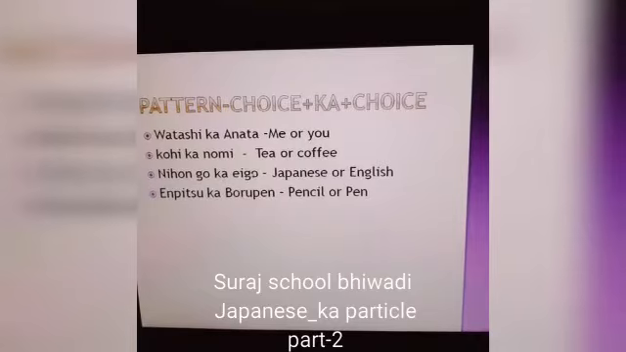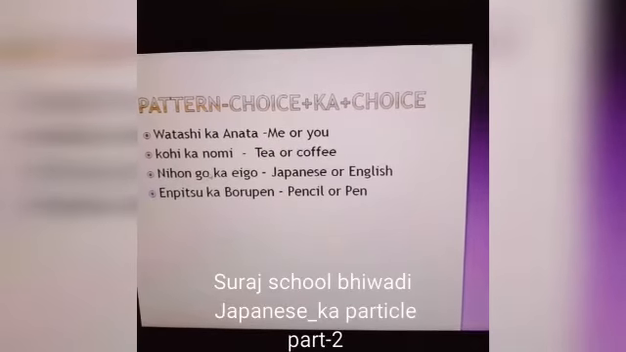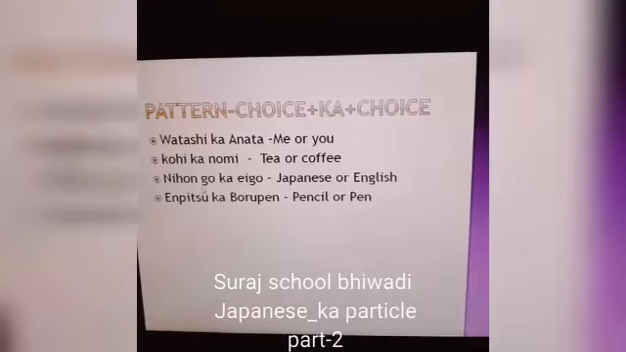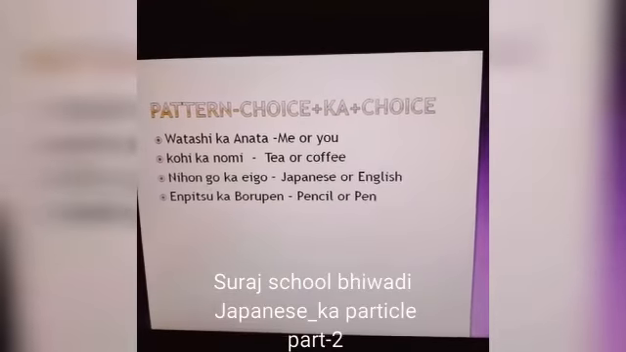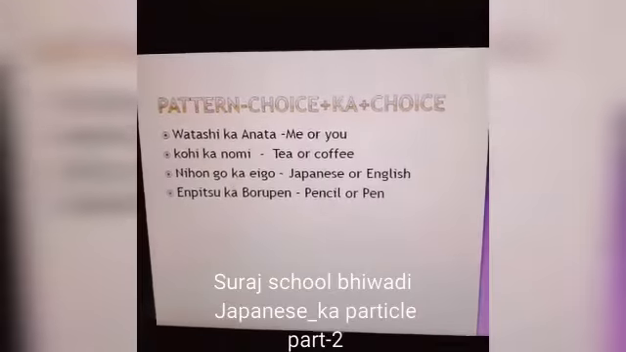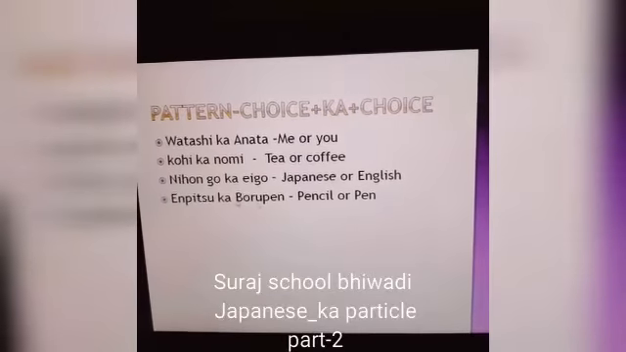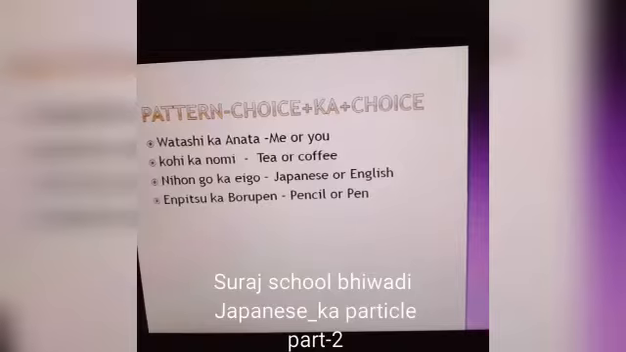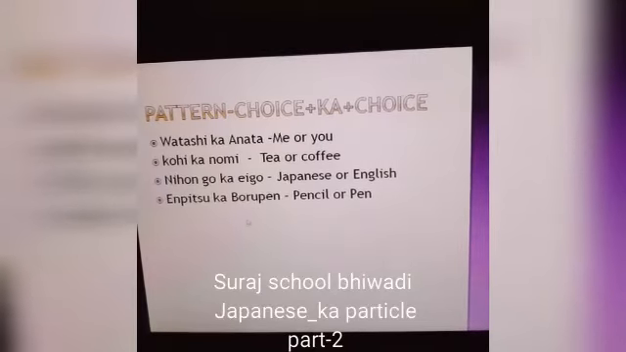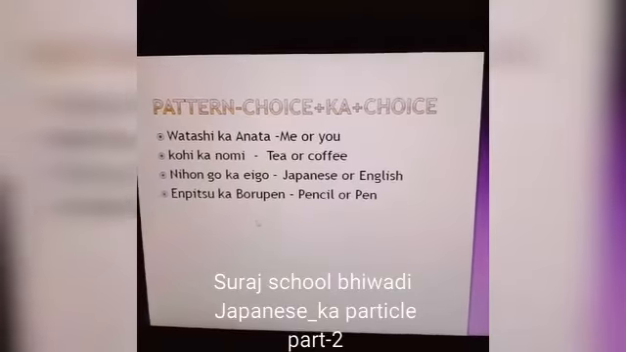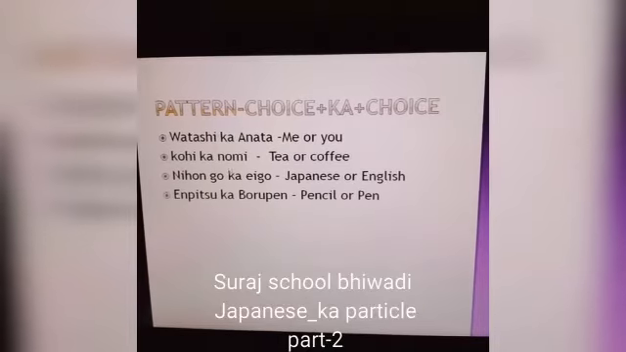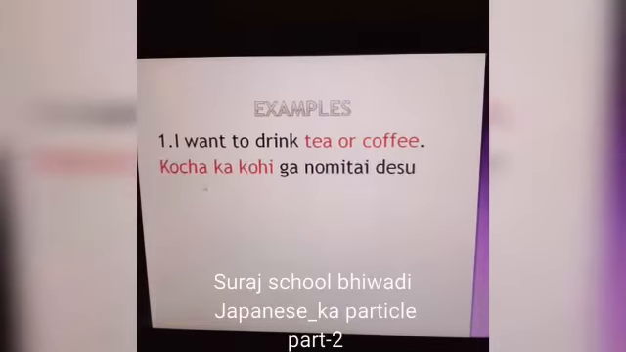Nihongo ka eigo. Nihongo means Japanese language, eigo means English language. So if I want to say I want to learn Nihongo or English, I can put the ka particle in between. Enpitsu ka boru pen, pencil or pen. So these are the choices, and we are putting the ka particle in between. In English we use "or", and in Japanese we use the ka particle.